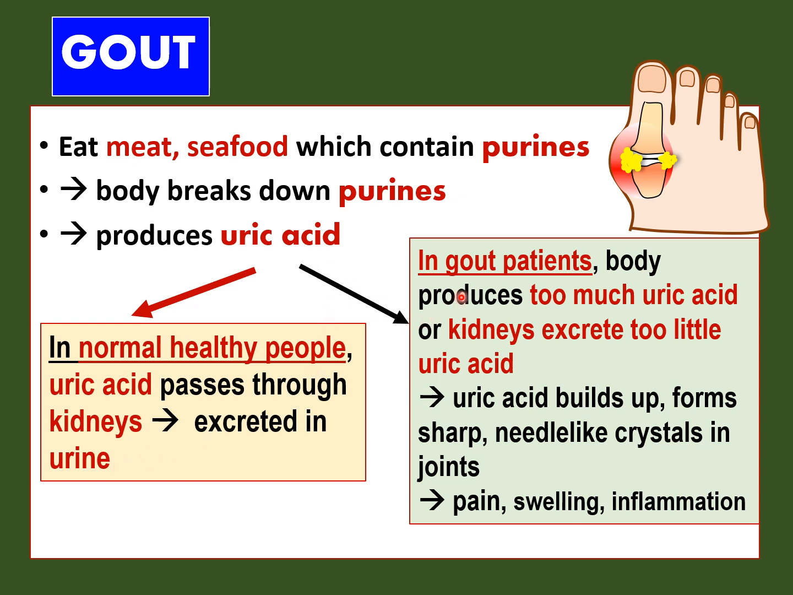However, for gout patients, the body is producing too much uric acid from metabolism of purines, or the kidneys are excreting too little uric acid. So whatever the reason is, for gout patients, the uric acid level in the blood builds up, and then the uric acid will be deposited as sharp needle-like crystals in the joints, causing pain, swelling, inflammation.